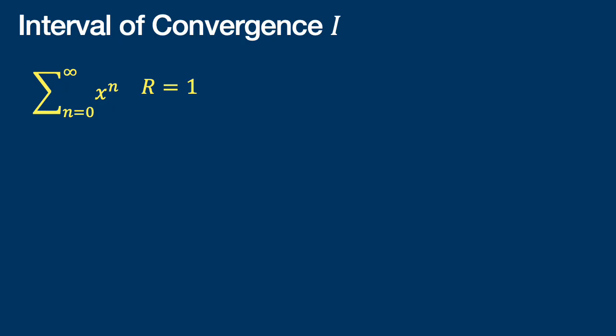We're going to study, in this slide, the interval of convergence. In the previous slide, we studied how to find the radius of convergence by using the ratio test. Here is the series with radius of convergence 1. One meaning is this power series has center 0, so the absolute value of x minus the center, which is 0, is less than 1, meaning the absolute value of x is less than 1.